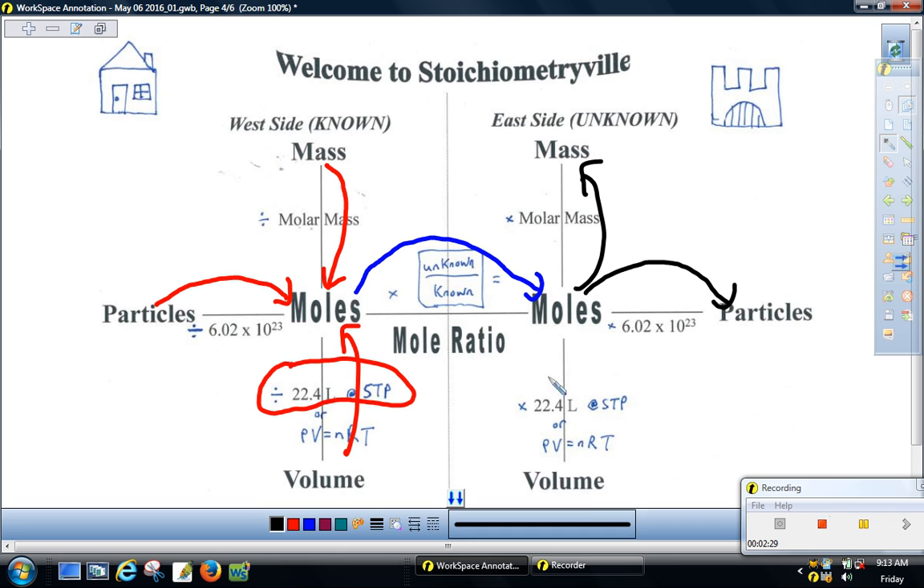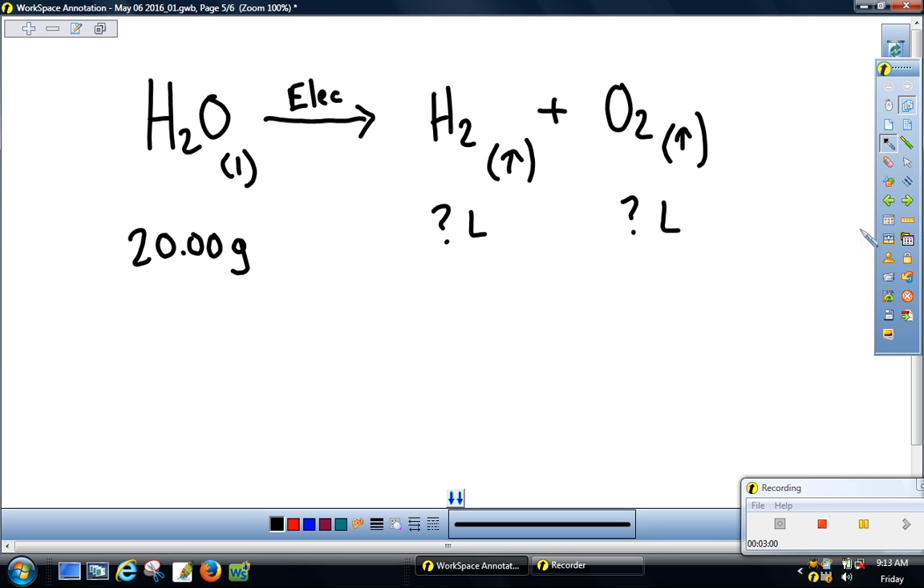But the new thing is this: if it asks for, well, what volume of a gas can we produce of our unknown? If we're at STP, we can multiply it by 22.4 liters per mole. So 2 new options here. If you start out with volume, you can divide by the molar volume of a gas. At STP, if it asks you to solve for volume of a gas, we can multiply by the molar volume of a gas, 22.4 liters. So let's work through 2 examples to show how this is applied.